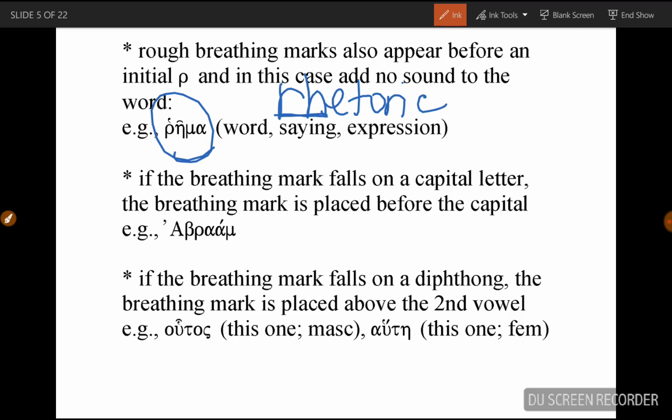If a rough breathing mark falls on a capital letter, you don't put the rough breathing mark over the letter, but in front of it. Like here's the name Abraham. If the rough breathing mark falls on a diphthong, we said this before, the breathing mark is usually on the second letter, like in ate. It wouldn't be over the alpha, but over the second letter of the diphthong. And this is houtos. Houtos.